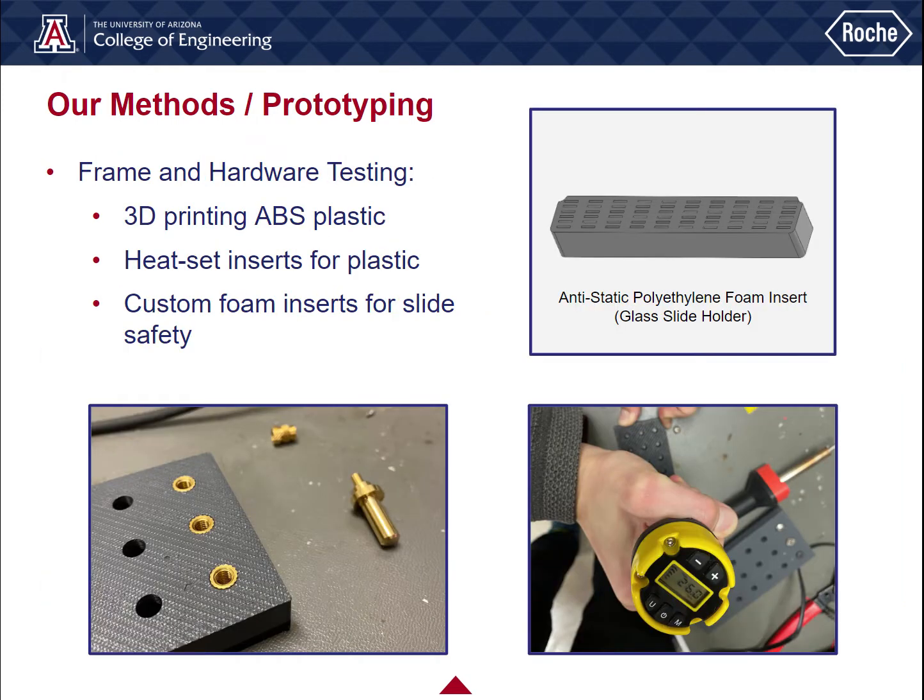To build the structure frame of the device, we decided to 3D print the entire structure using ABS plastic. We then had to explore how we would attach the hardware to the frame securely. After performing some additional research, we decided that we could use heat set inserts to assemble the hardware. To ensure that these would work, we performed a series of torque tests with some sample ABS pieces. Ultimately, we decided that the heat set inserts would work perfectly with the device. Finally, we wanted to make sure that the slides did not break during transportation, so we created custom foam inserts made out of anti-static polyethylene foam to protect the slide.